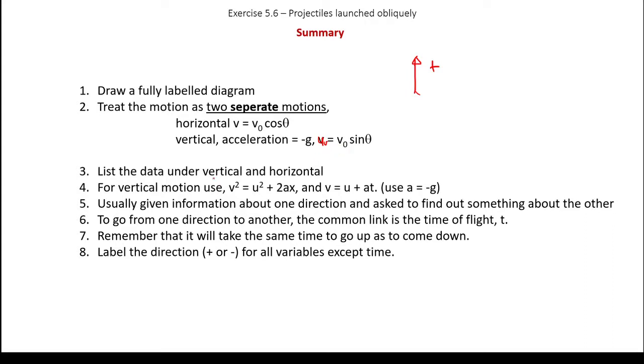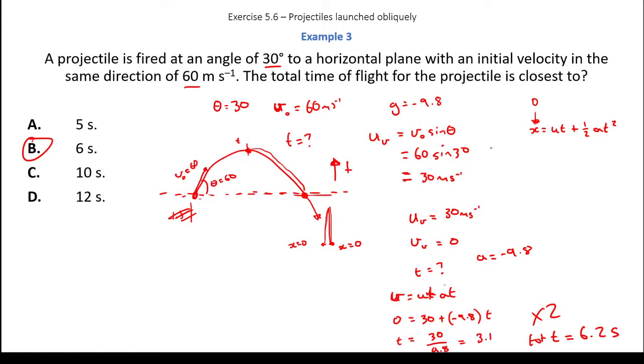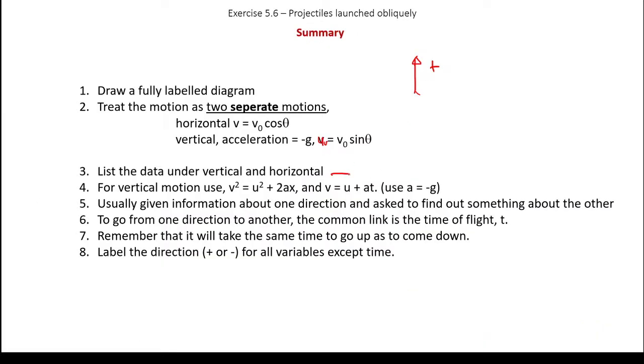List the data under vertical and horizontal. Over here we were just dealing with vertical, but you can make a little table. You could say horizontal and vertical, and in this case, initial horizontal would be 60 cos 30, whatever that is. We know our initial vertical is 30, and you could start listing all your values in separate sides, horizontal or vertical, depending on what you're dealing with. So that's what that one's saying.